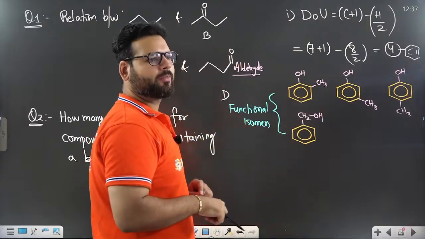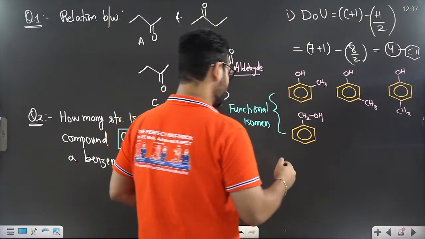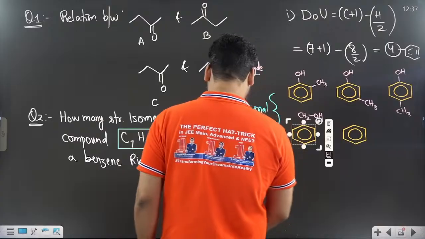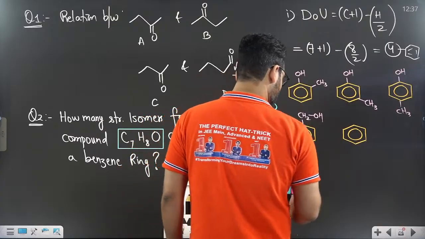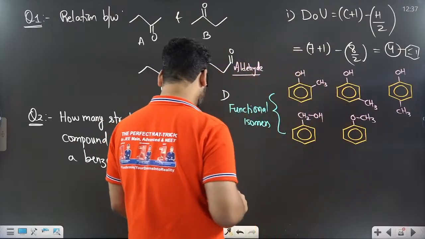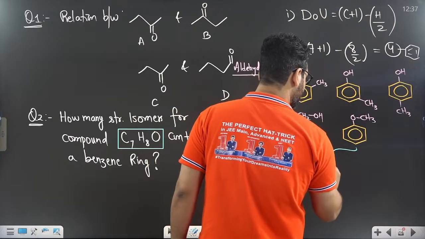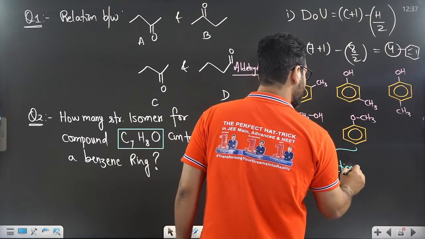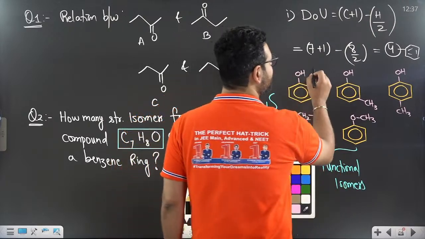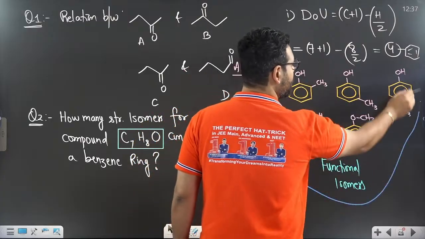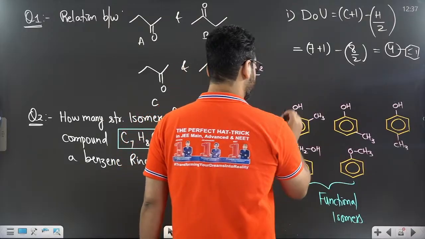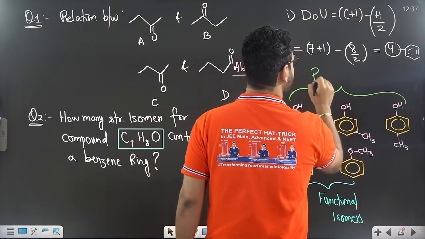And whenever there is an alcohol possible, there is always an ether also possible. Anisole, yes, that's correct. You can say oxygen comes first, then carbon will come. OCH3. This is anisole. They are also functional isomers. Whereas these first three are positional isomers.